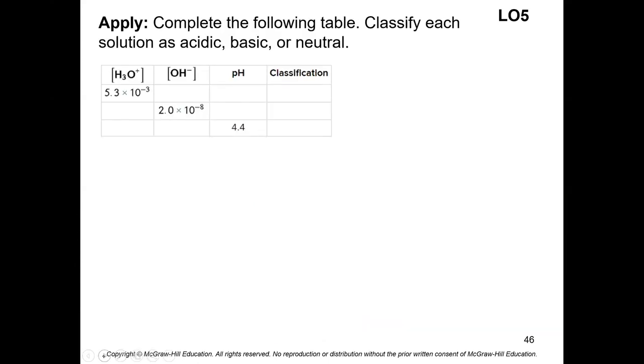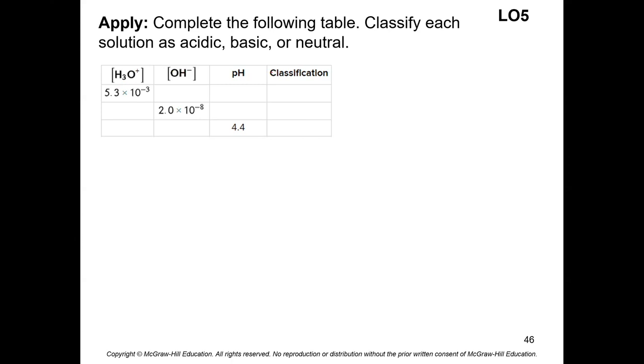Okay, so let's get to it. In this one, we're going to complete the following table. We're going to classify each solution as an acid, a base, or neutral. Looking at my column headers here, I will need to calculate H3O plus concentrations and OH minus concentration. I will need to calculate pH, and then I will have to classify it.